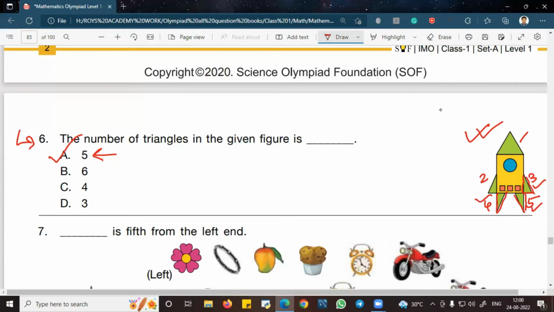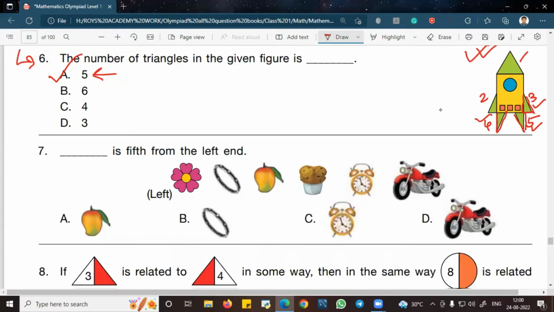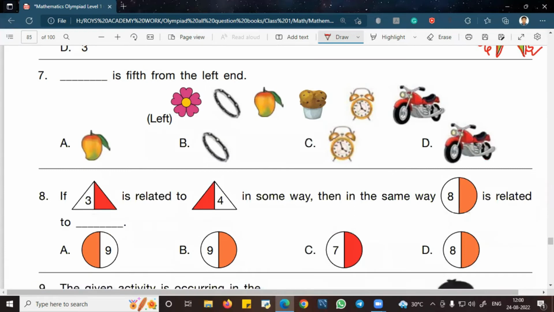Okay, dear student. We will move on to the next question. Question number 7. So we read this question very carefully. Dash is the fifth from the left end. Guys, you have to remember left end. That means we have to count from the left side. So you have to count which one is the fifth from the left end. Then I will help you. What will be the right answer?